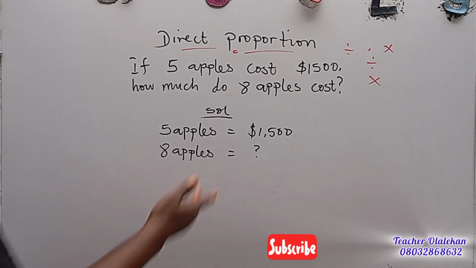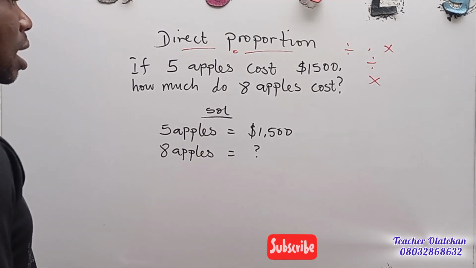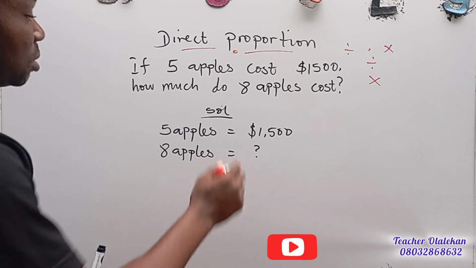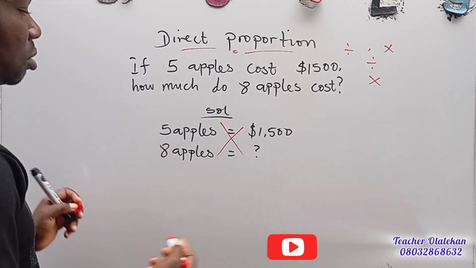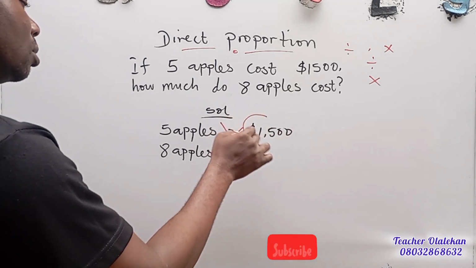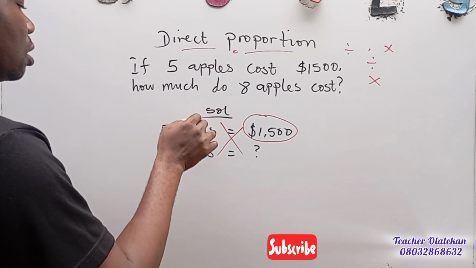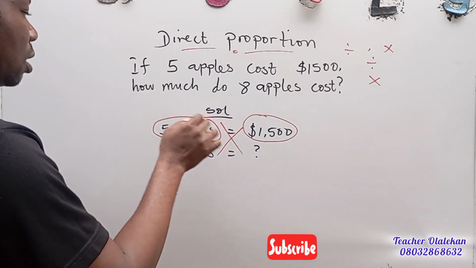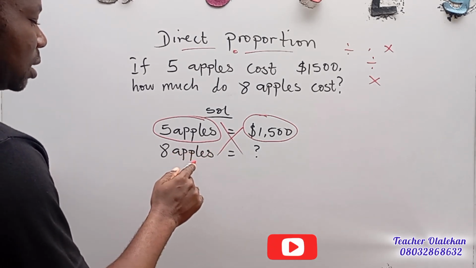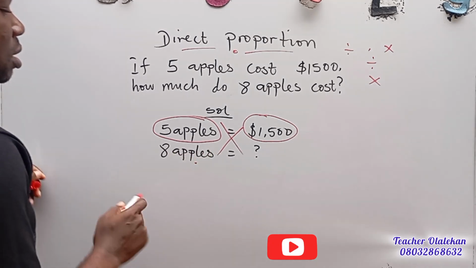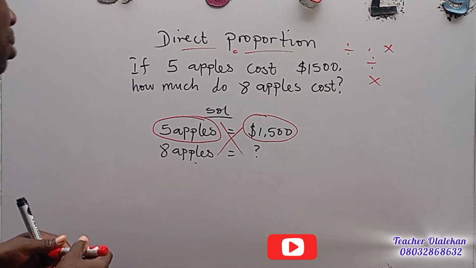So after you've written them side by side like this, some people say that you should just cross multiply, but don't stress yourself. Just take this value, divide it with this value. That will give you the cost of 1 apple, and you multiply your answer with this, and that will give you the cost of 8 apples.